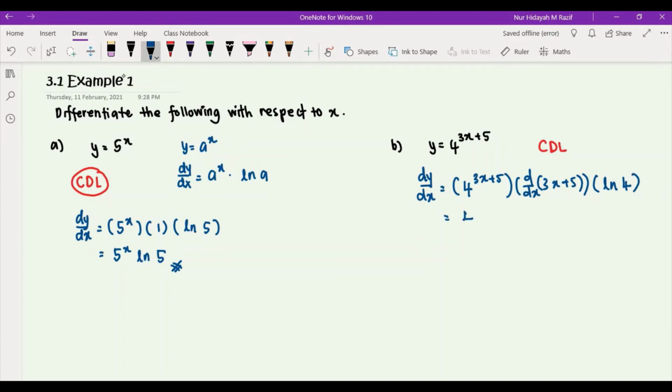So you are going to get 4 power of 3x plus 5 multiplied by the derivative, which will be 3, and then you are going to get ln 4. So you can just leave it at that, or you can rearrange that. So I'll just leave it there.